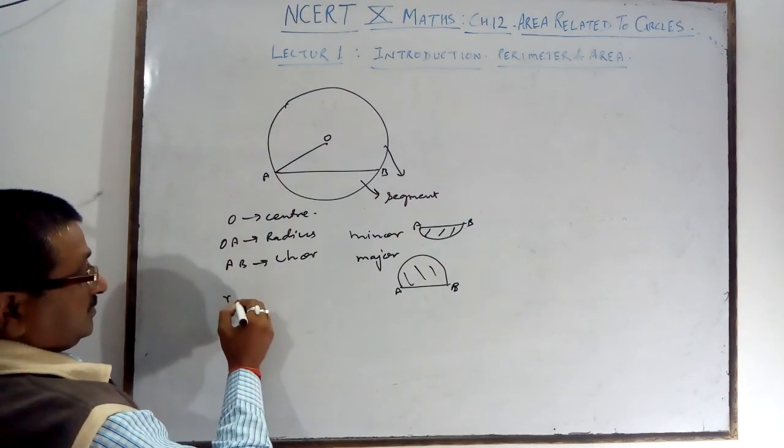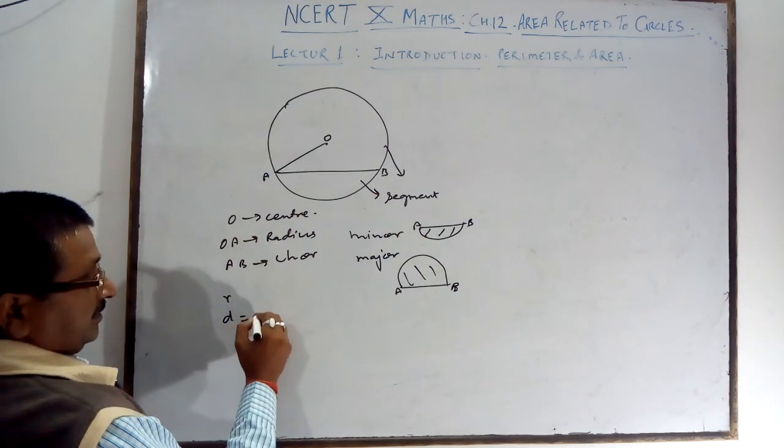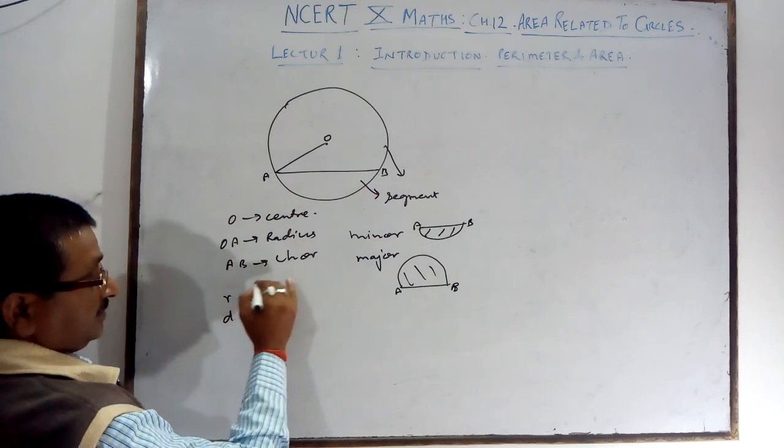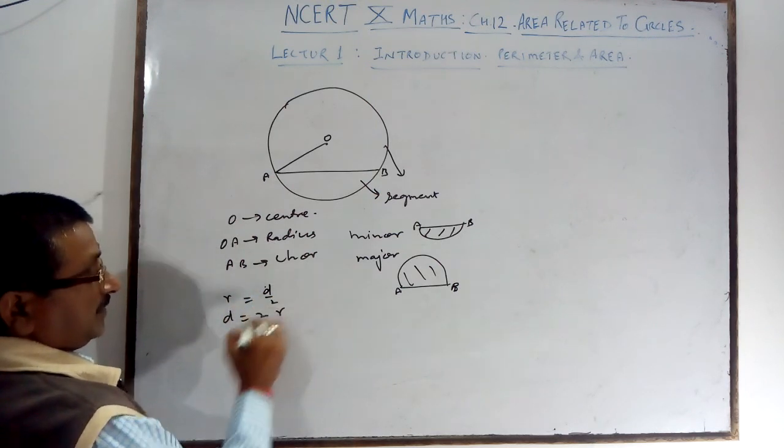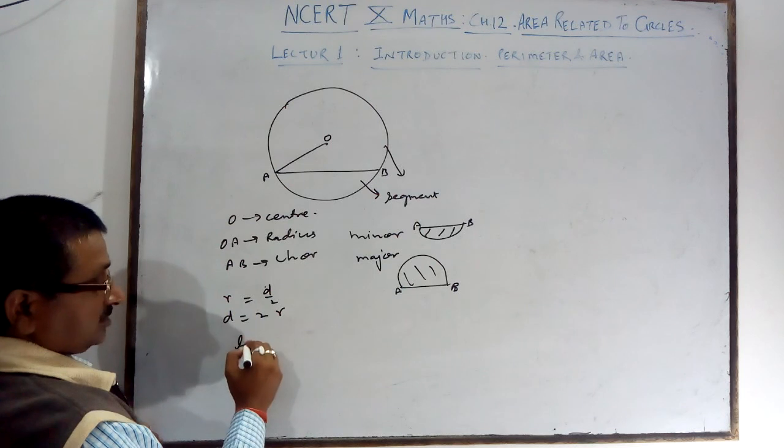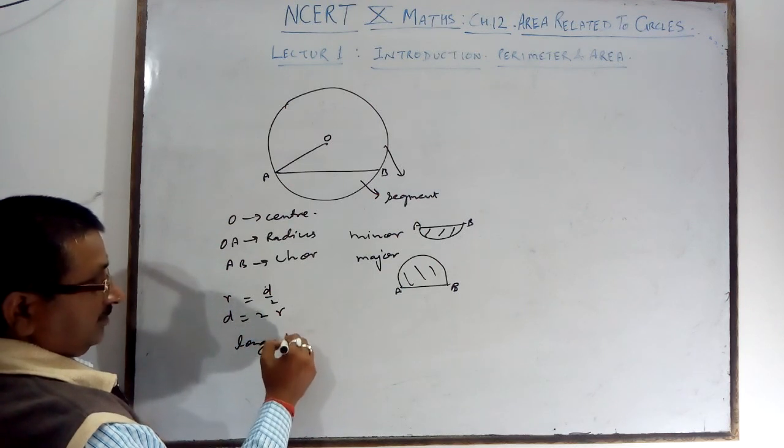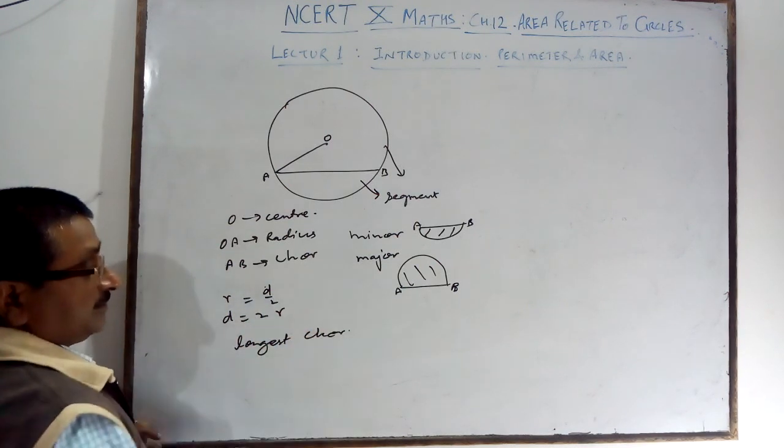Radius and diameter have a relation. Diameter is twice the radius. Radius is half of the diameter. Diameter is the longest chord. The longest chord is called the diameter.